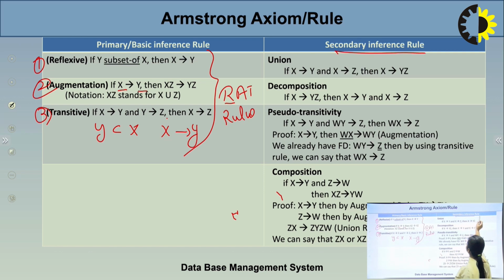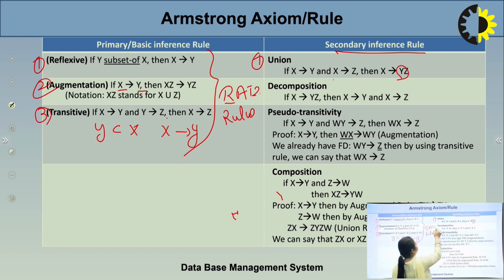Next, there are some secondary rules also. The first secondary rule is union. If X tends to Y and X tends to Z, we can combine and write that X tends to YZ. Here with the help of X, I can find the value of Y, and here with the help of X, I can find the value of Z. So combined, with the help of X, I can find the value of Y and Z.